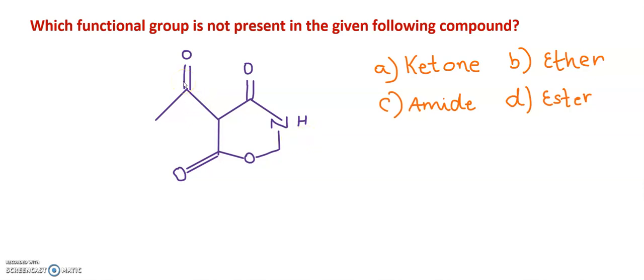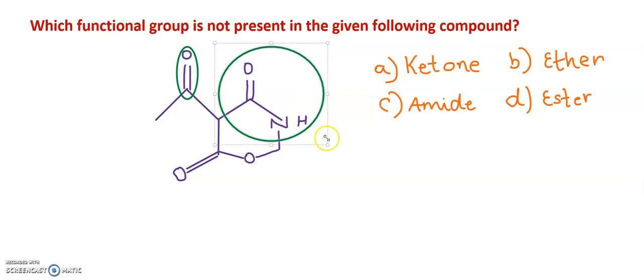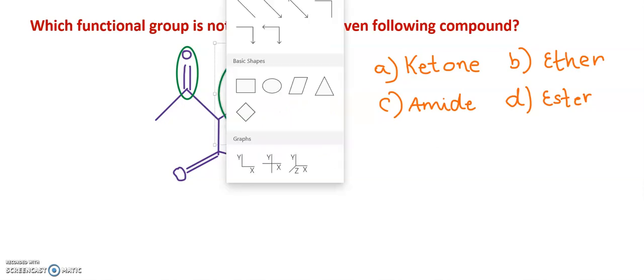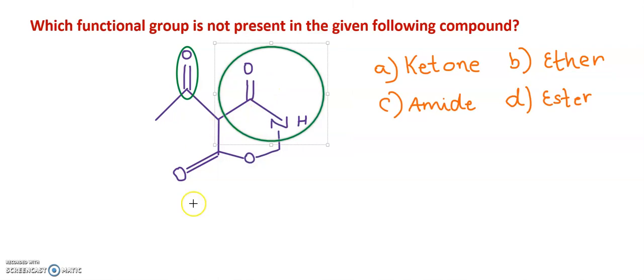Okay, so now let me help you to find out the correct choice. As you can see, this is a ketone functional group. This is an amide functional group, right? And this is an ester group.